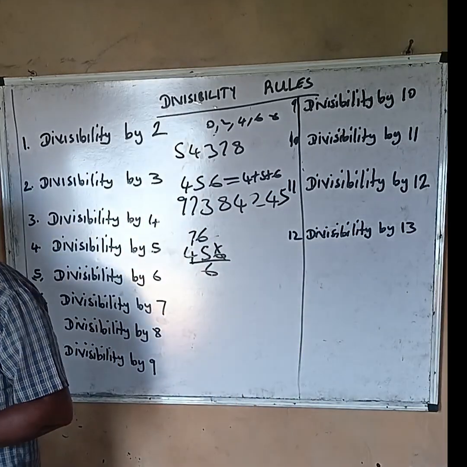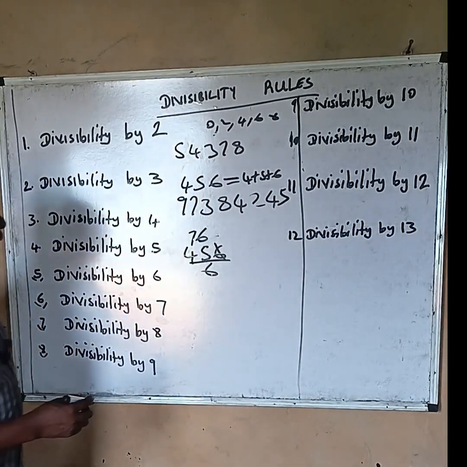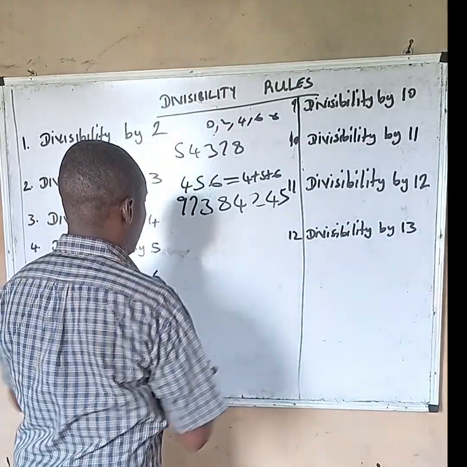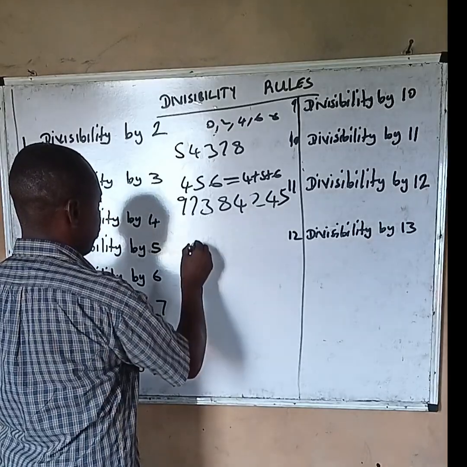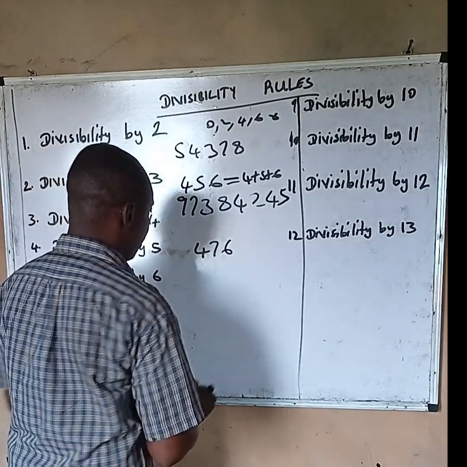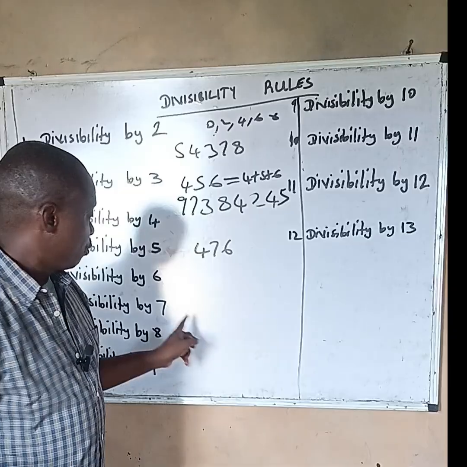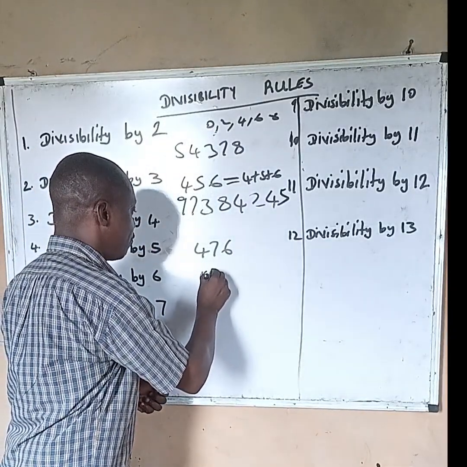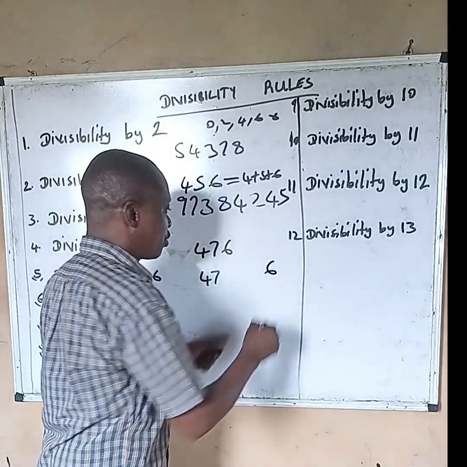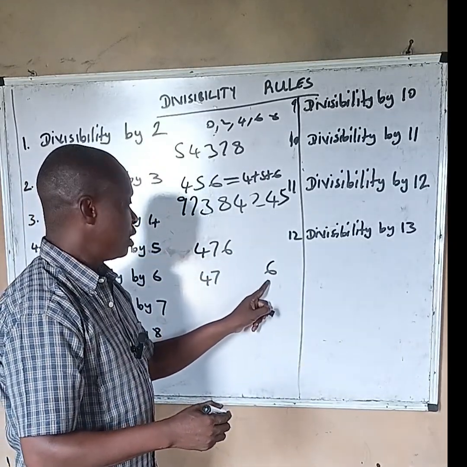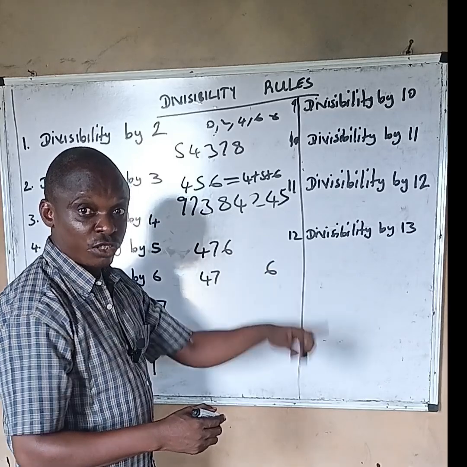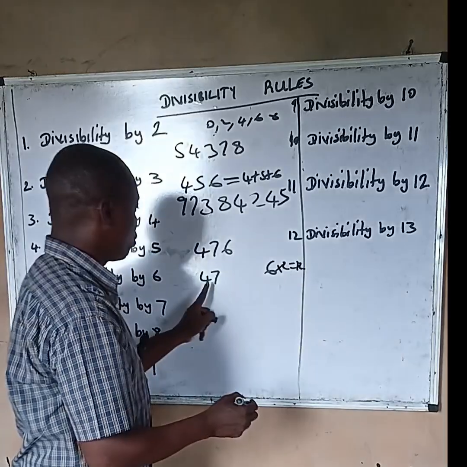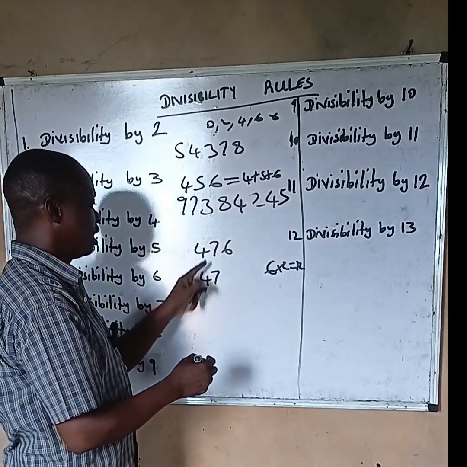Let us try a number like 476. Remember the rule for 7. What do we say? We say remove the last digit. If you remove the last digit, what you are now having is 47. The last digit is 6. Double this last digit, that means 6 times 2 or 6 plus 6. That will be 12. Now subtract this 12 from the remaining number, 47.